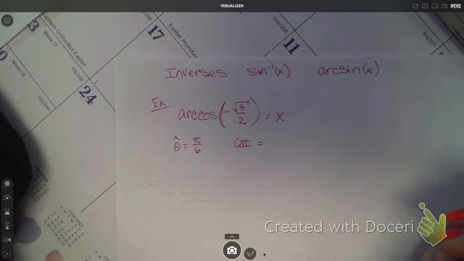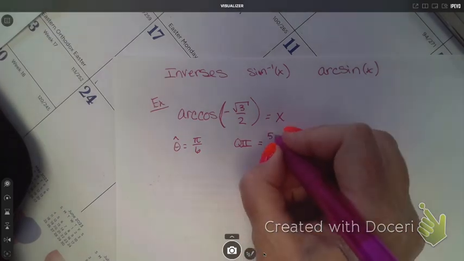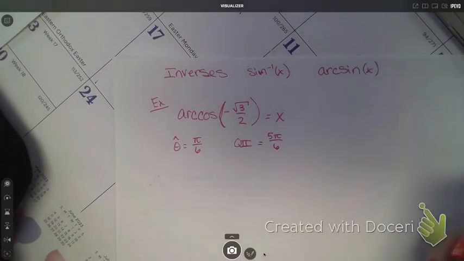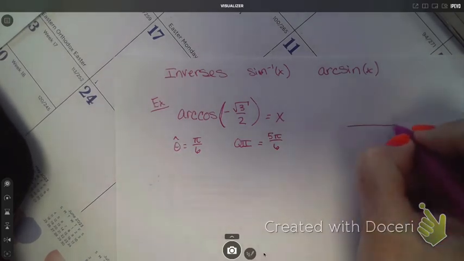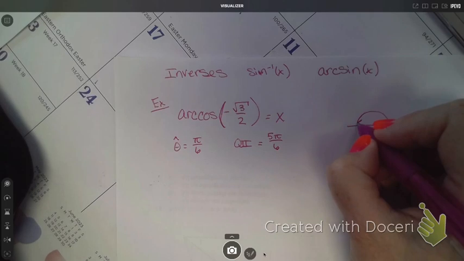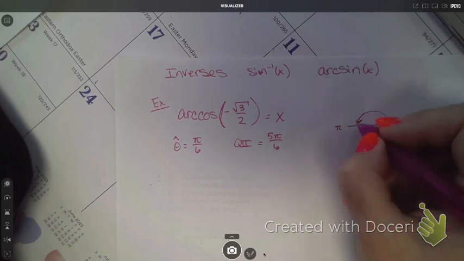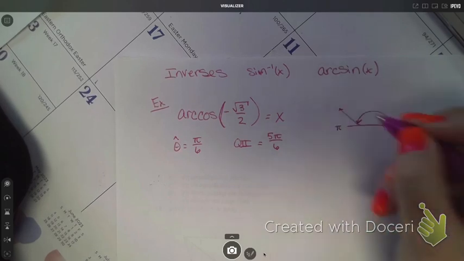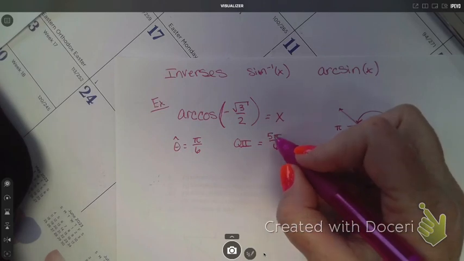No, I don't want degrees. Won't even take them. Nope. 5 pi over 6. How did you get 5 pi over 6? Because we know we're going to the second quadrant. We're going 2 pi, yes? And we're 1 less than that. So it's going to be 1 less than a whole would be what? 5.